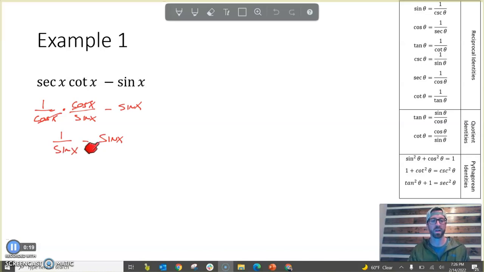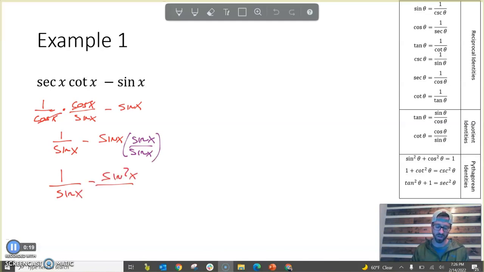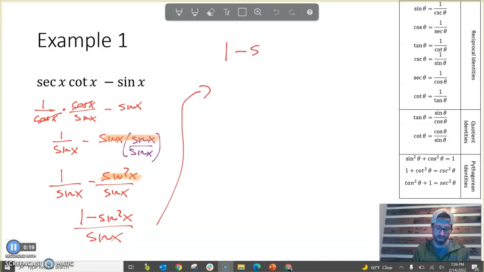Now, if I've got these two different values here, and I'm trying to get a common denominator, this sine x over here needs to have a denominator of sine x. So I'm going to multiply by sine x over sine x to give it the denominator it needs. Then I've got 1 over sine x minus sine squared x over sine x, because this becomes sine squared x. If I've got the common denominator, I can just write it all over that denominator. Now I'm going to recopy what we have: 1 minus sine squared x over sine x.